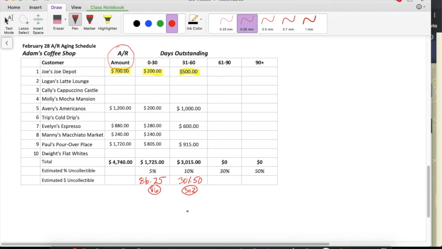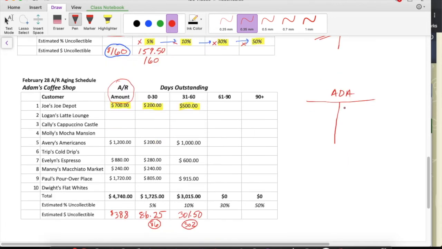So in total, how much do I expect will be uncollectible? If I add these two together, I'm going to get $388. $388 is the amount that I do not expect to collect from my customers. And so I need to look at my allowance for doubtful accounts balance. My allowance for doubtful accounts balance, when I started this month, if we look at the previous month, we finished with $160 in that account.